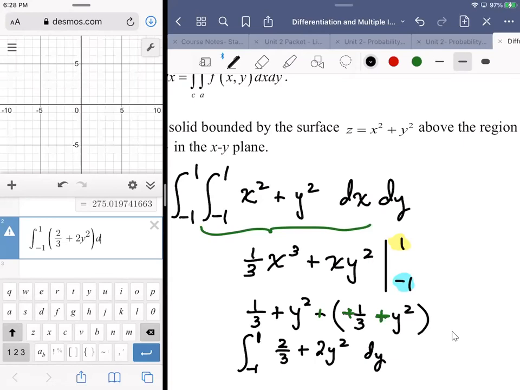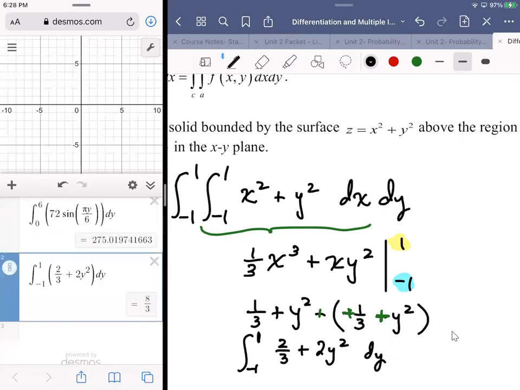So dy. And we get, okay, this one will clean up to a nice fraction, so we might as well take it when we can get it. So 8/3.